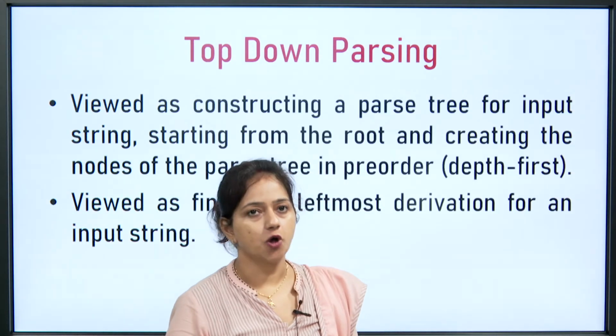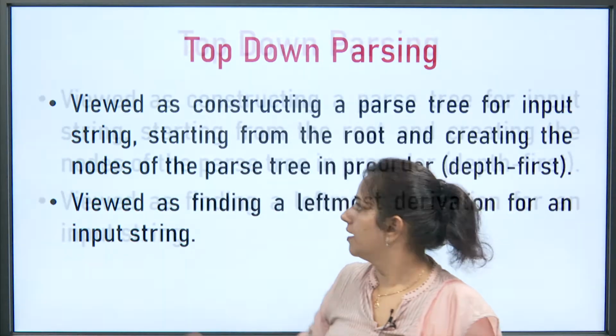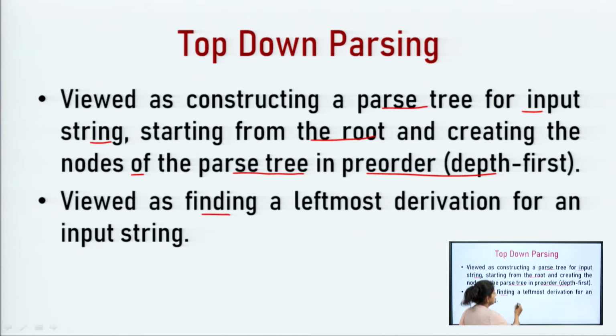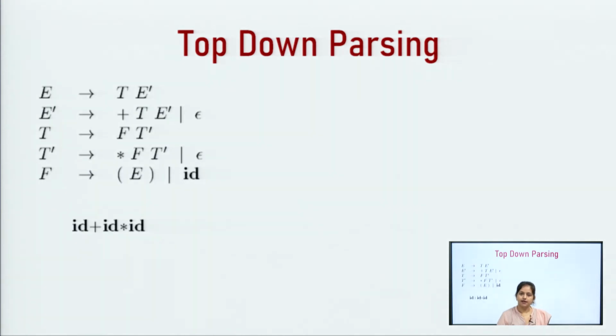First is top down parsing. I have already told you it can be viewed as constructing a parse tree for the input string starting from the root and creating the nodes of the parse tree in pre-order or depth first. It can be viewed as finding the leftmost derivation for an input string. So, here we will obtain the leftmost derivation for the input string. Now, we will see one example.